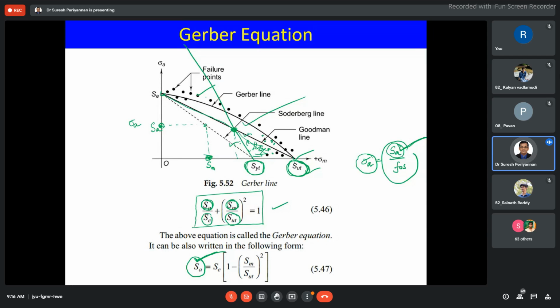But when we are going for critical components, Gerber theory is better. Based on application and criticality, we have to choose these theories. When we are going for critical components, better choose Gerber theory. But when we are going for moderate applications, we use the other theories.